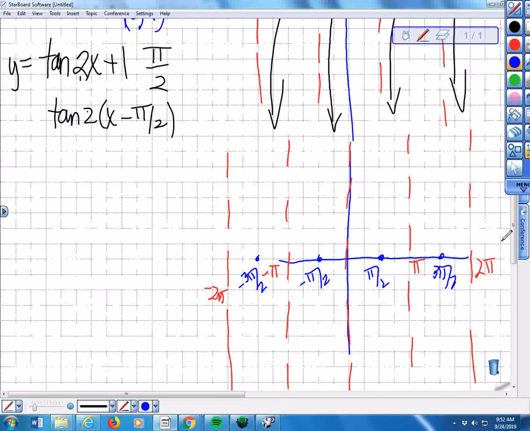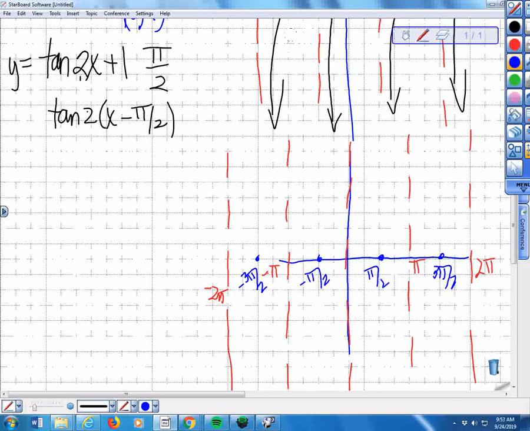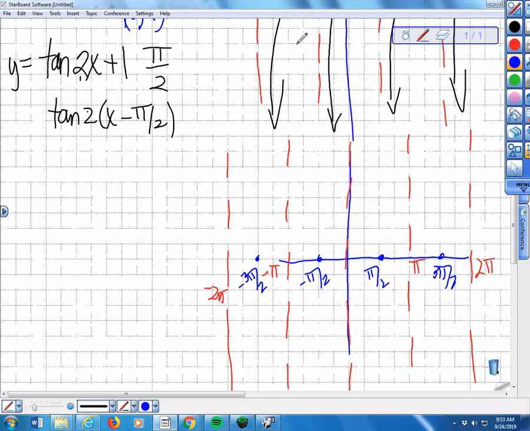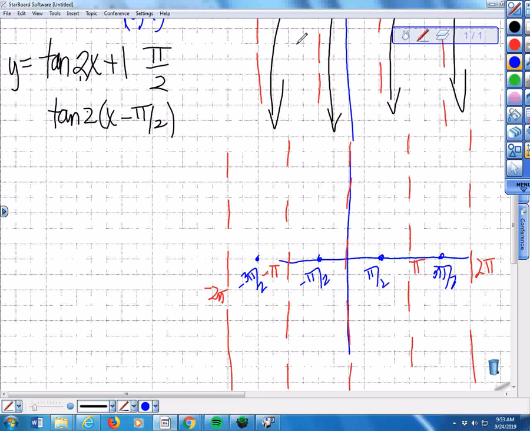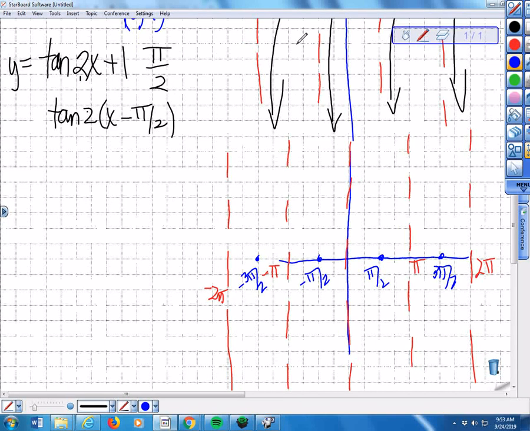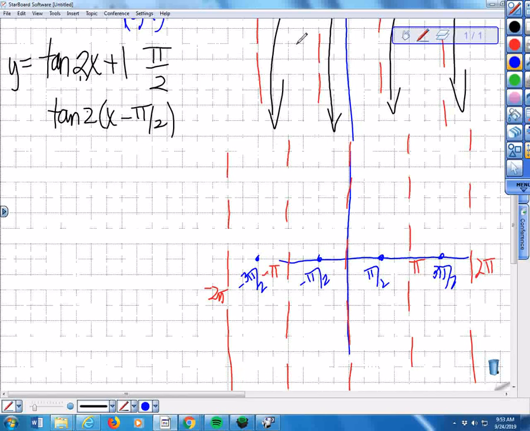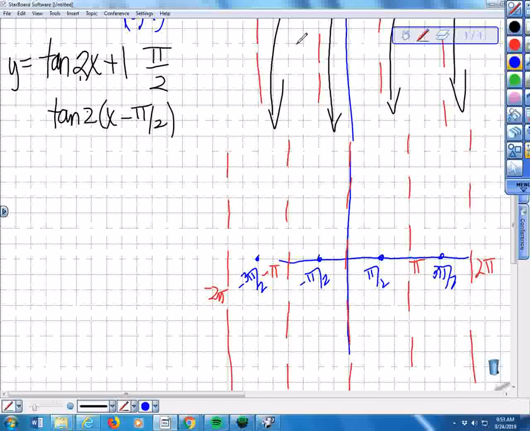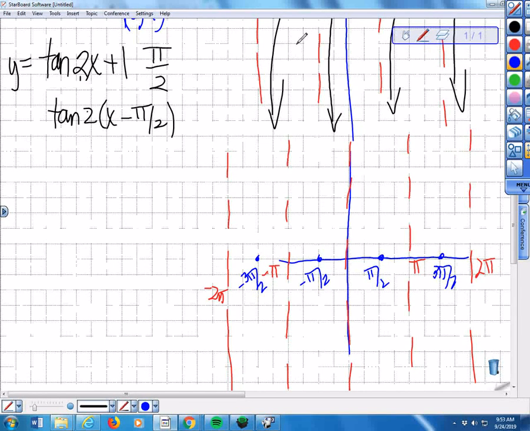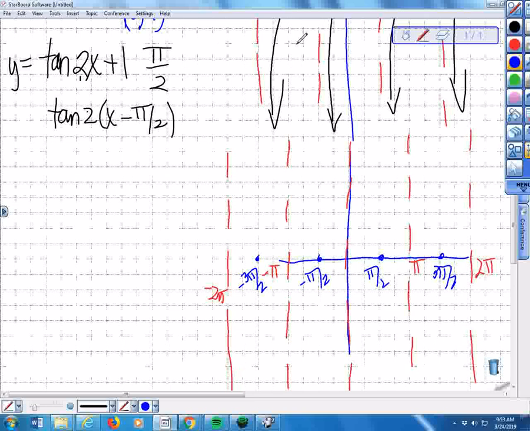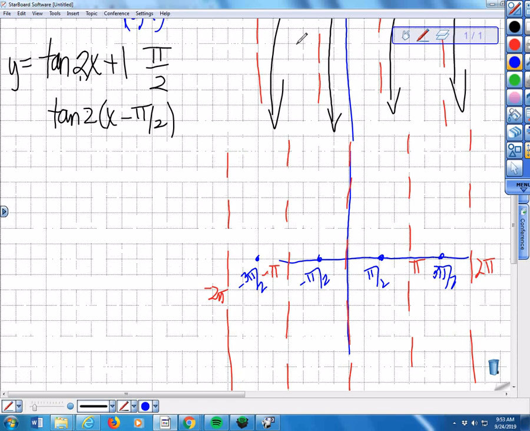What's cotangent of pi over 4? Well, what's cotangent of pi over 4? Imagine the unit circle in your mind. What's the point at pi over 4? Root 2 over 2, root 2 over 2, right? And cotangent is cosine over sine, which is square root of 2 over 2 over square root of 2 over 2. So I know at pi over 4, cotangent is 1.